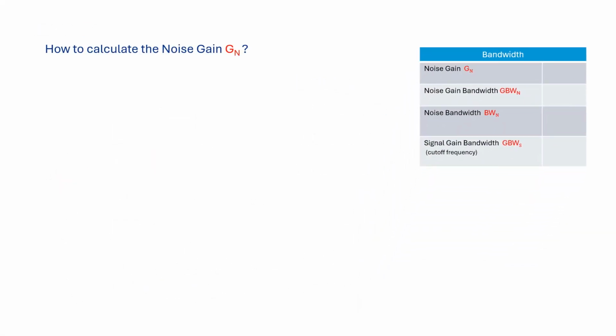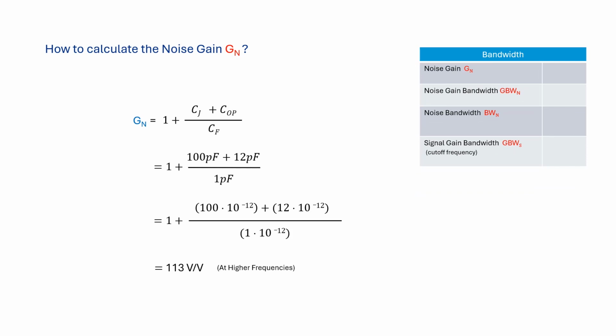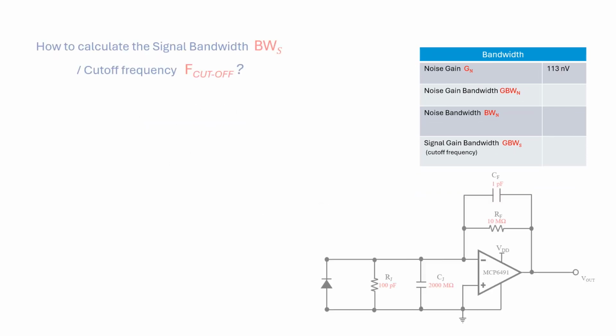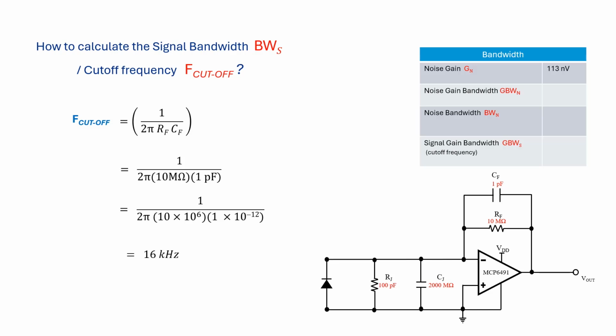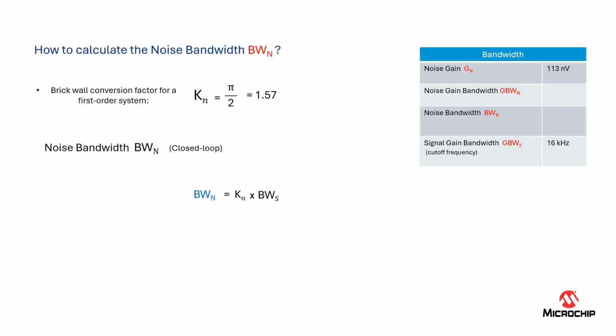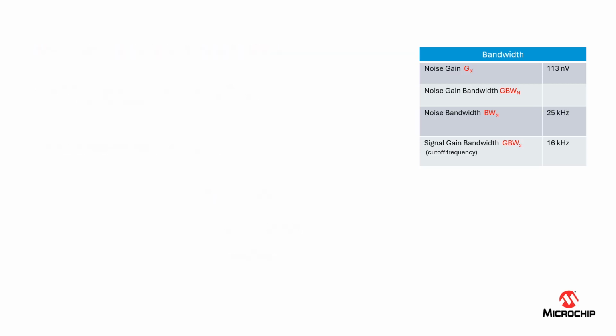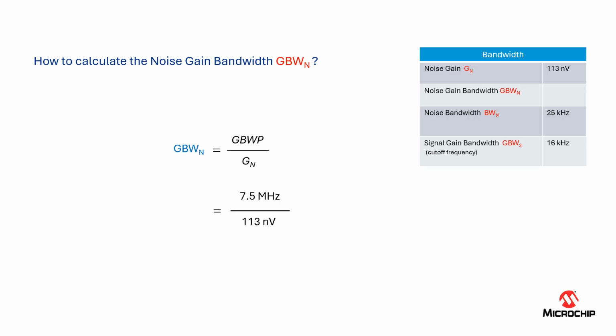To calculate the noise gain, we simply substitute the capacitance values from our circuit and solve the equation below. Then, to calculate the cutoff frequency, we substitute the feedback resistor and the feedback capacitor and solve the equation. Then, to calculate the noise bandwidth, we multiply the brick wall conversion factor for a first order system such as this times the noise bandwidth. And finally, to complete this table, we need to calculate the noise gain bandwidth. We do this by dividing the gain bandwidth product of the op-amp by the noise gain.